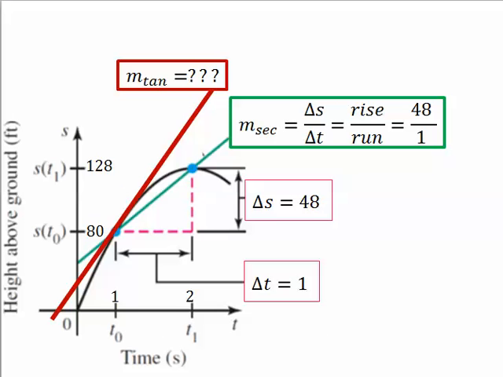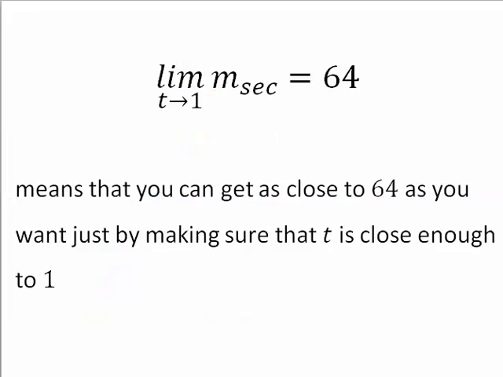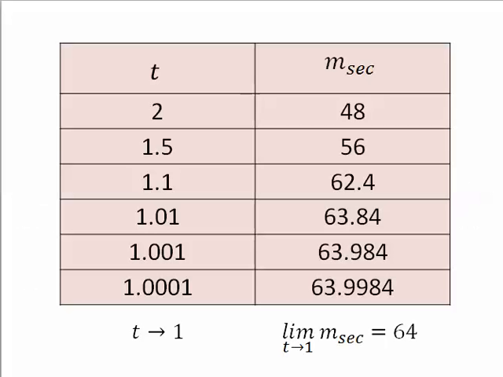As t was getting closer and closer to 1, the green line was doing a better and better job of approximating the red line. And the slope of the green line was getting closer and closer to 64. And so we say that the slope of the secant line as t approaches 1 is equal to 64. And that means that you can get as close to 64 as you want just by making sure that t is close enough to 1.